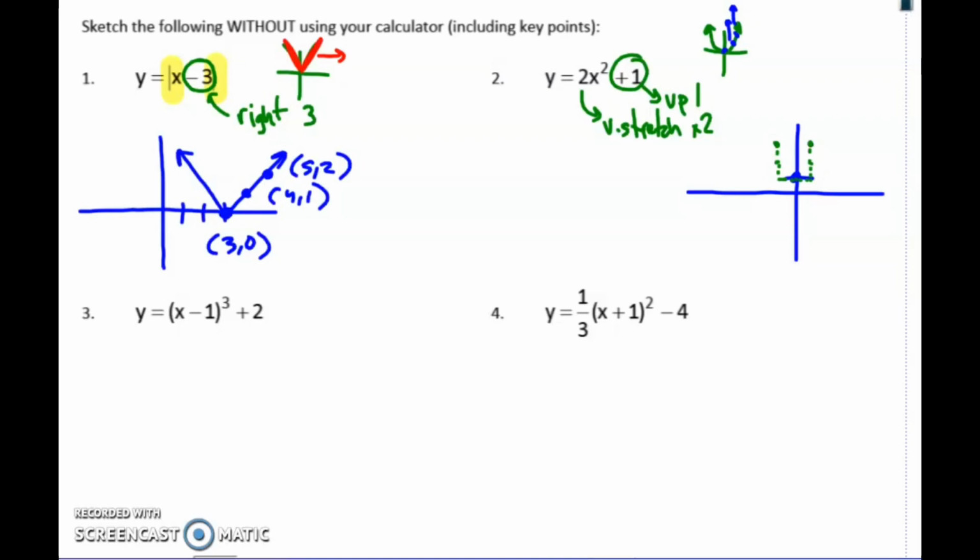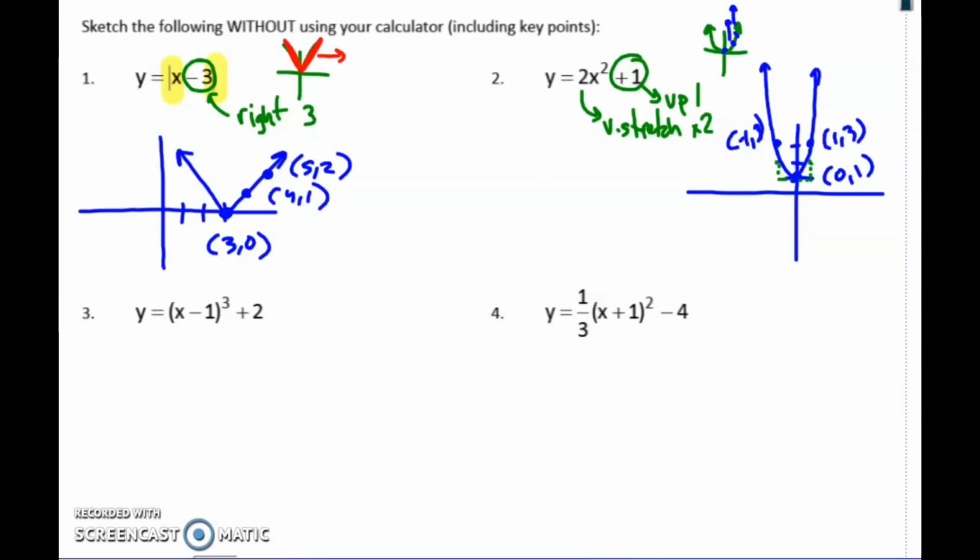So these two key points here and here, that's going to be (1, 3). This is going to be (-1, 3). And that point right there is going to be (0, 1). So for a quadratic, that pattern from the vertex is out 1, up 1, out 2, up 4, out 3, up 9. Right, because that's our squaring pattern. But that vertical stretch is going to multiply all of those y values by 2. So out 1, up 2, out 2, up 8, and so on and so forth.